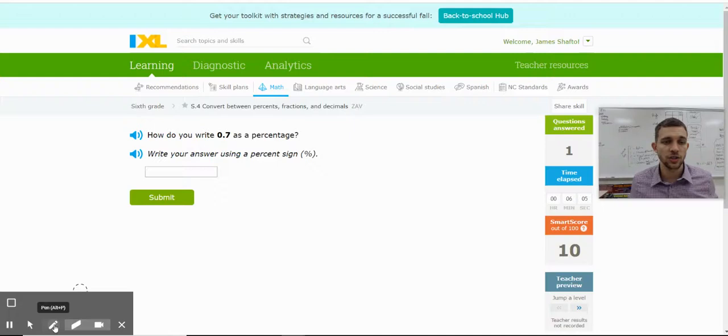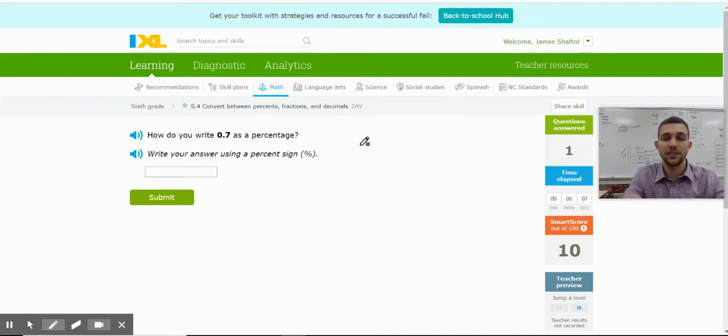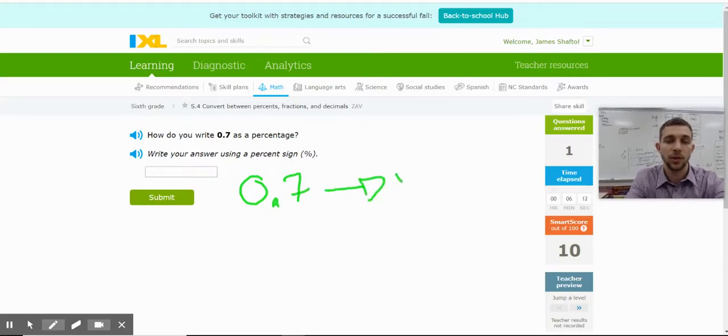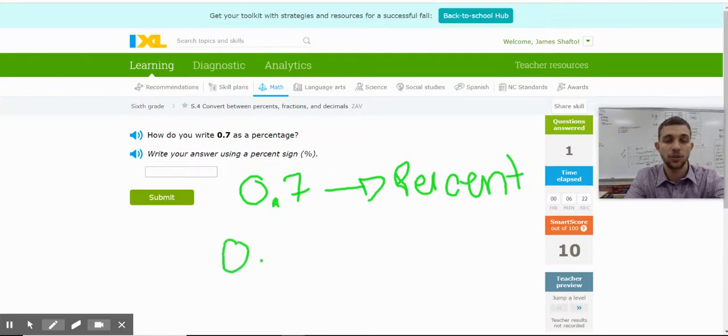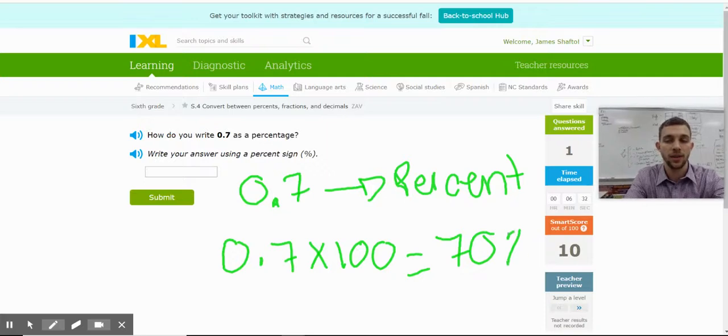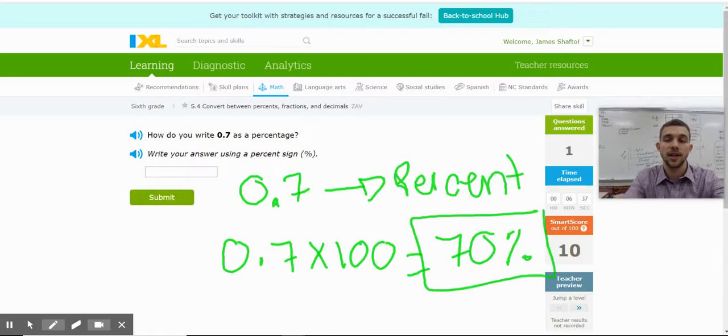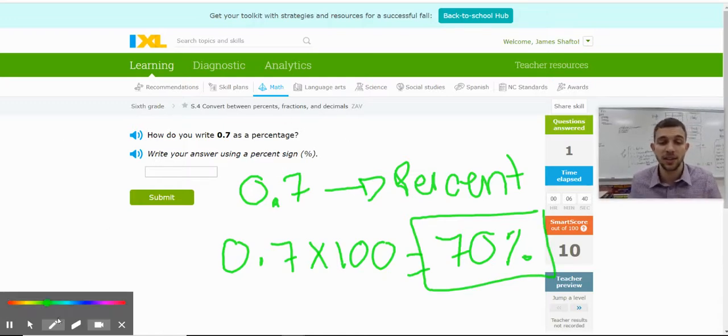Next, we have a question that says, how do we write 0.7 as a percent? So we need to write 0.7 and go to a percent. The way I'm going to do this is I take the decimal 0.7, and to get to a percent, I do times 100. This is going to give me 70%. And then again, if I wanted my fraction, I could calculate that by putting 70 over 100.